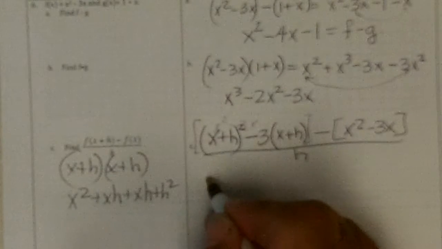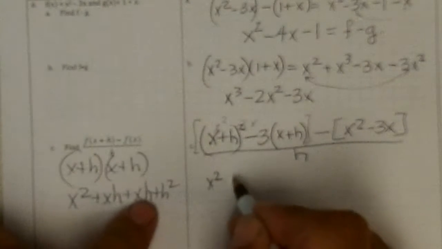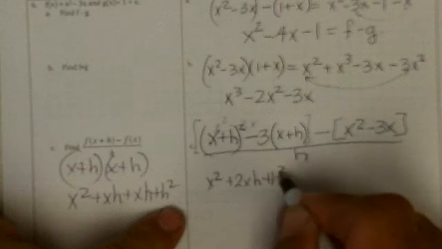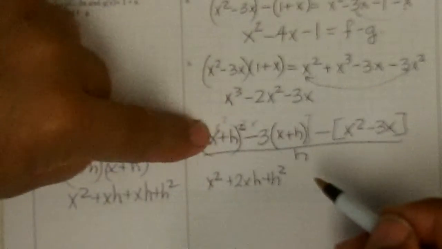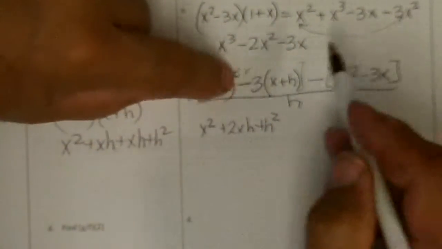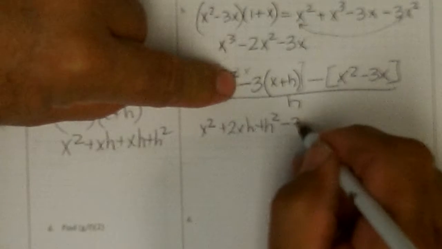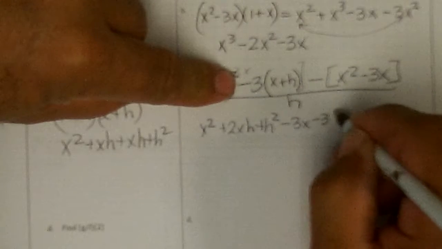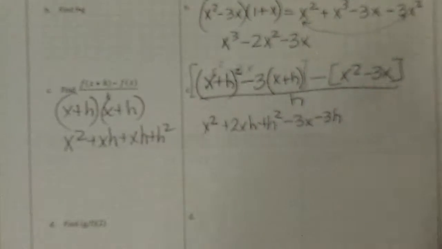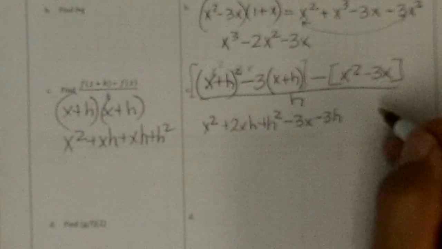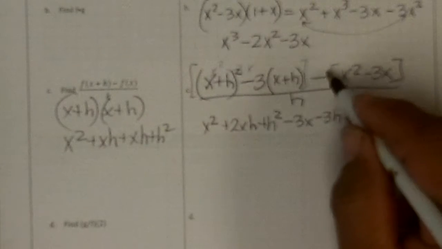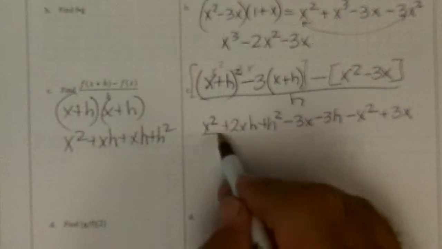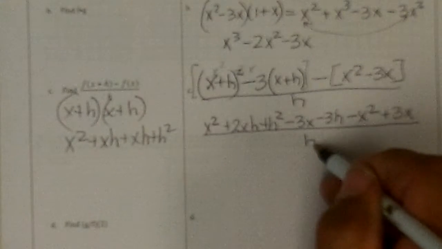So I've got x squared plus 2xh's plus h squared for this. Then I have negative 3 times x and negative 3 times a plus h, so it's negative 3h. Then I have minus to this whole thing, so that's minus x squared. The minus of minus is plus 3x over h.